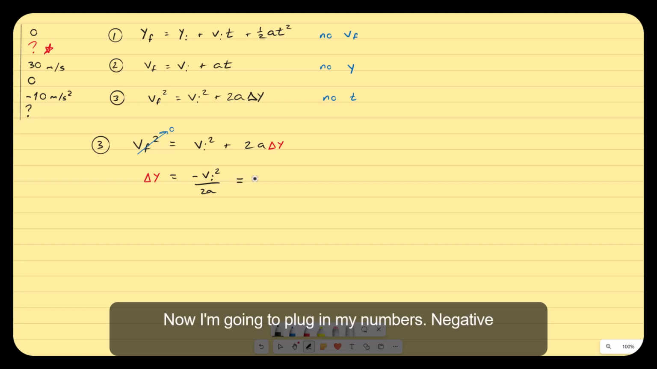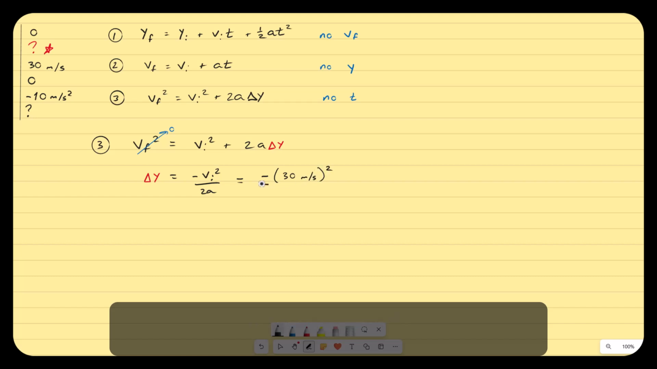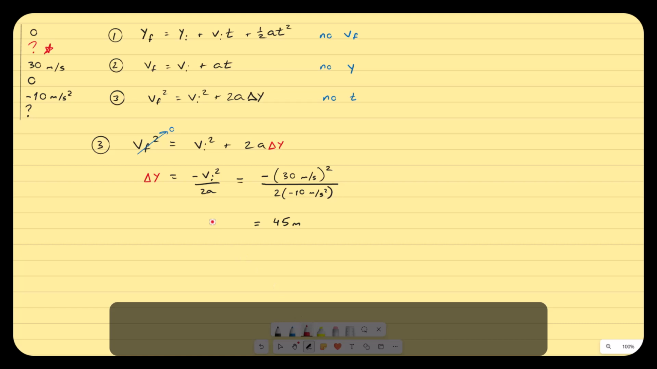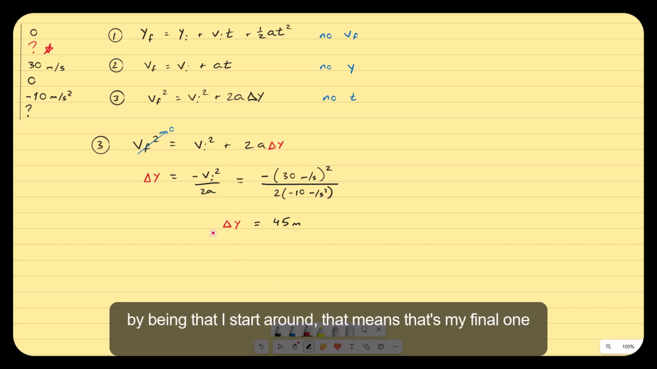Now I'm going to plug in my numbers. Negative 30 meters per second squared over 2 times negative 10 meters per second squared. And that works out to be 900 over 2 is 450 over 10 is 45, and the negatives cancel. I'm going to get 45 meters for my change in y. Being that I started from the ground, that means that is my final height.